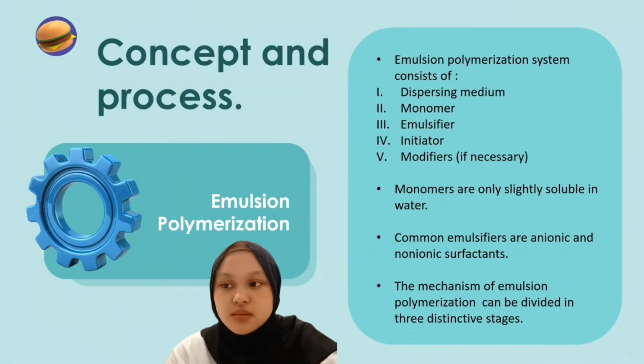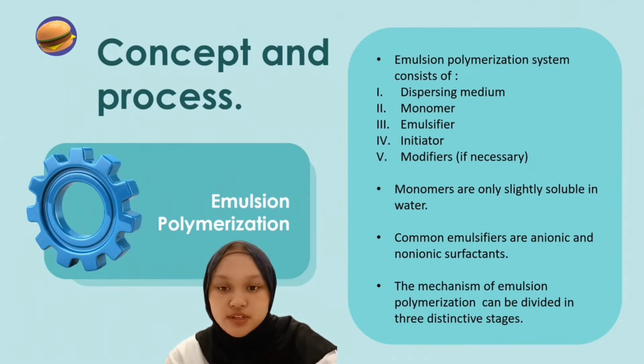In general, an emulsion polymerization system consists of a dispersing medium, monomer, emulsifier, initiator, and if necessary, modifier. The monomers are only slightly soluble in water. They form droplets that are suspended and stabilized by the emulsifier. That is, the emulsifier molecules associate and form micelles that surround a small amount of monomer. Common emulsifiers are anionic and non-ionic surfactants. A combination of both anionic and non-ionic surfactants will often improve the stability of the dispersed droplets.